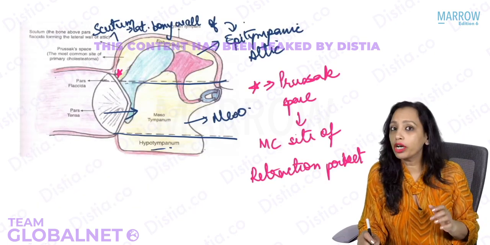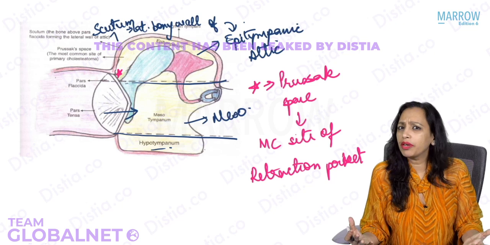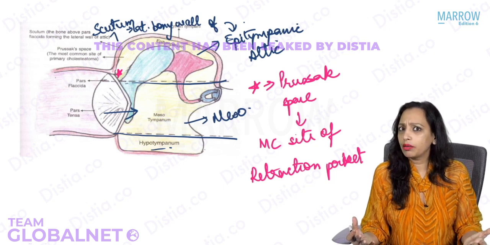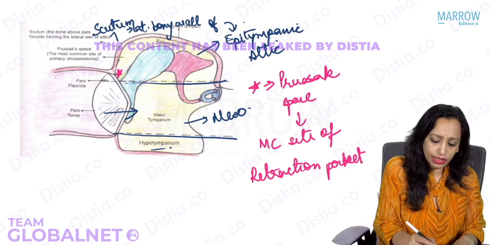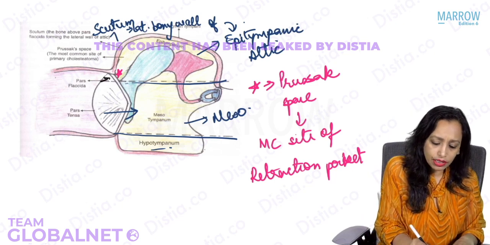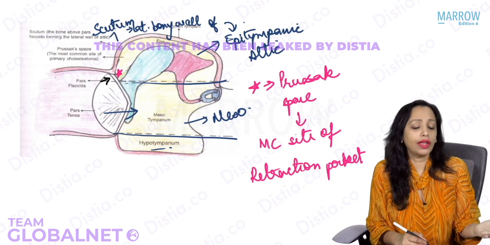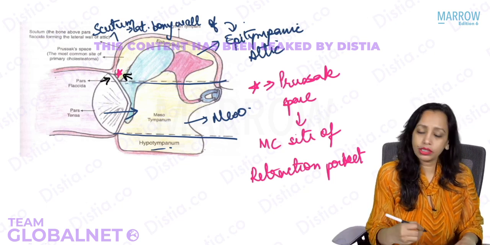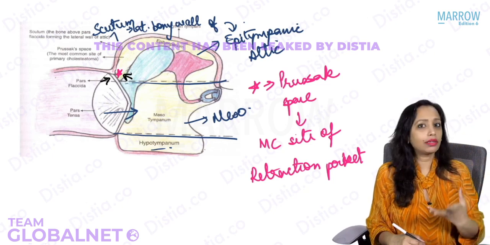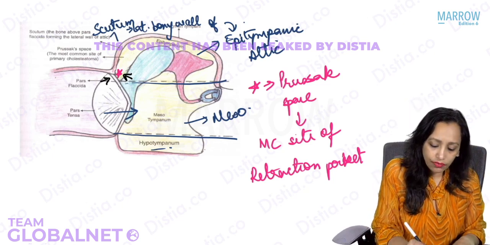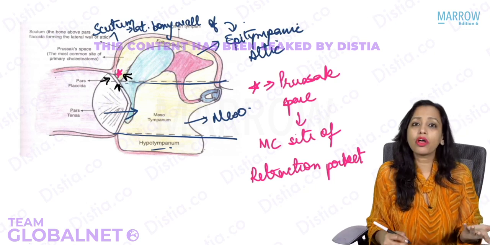So if I ask you the boundaries of the Prussak space, will it be difficult for you to tell me? Think and tell me. I will just tell you lateral, medial, and you tell what you are seeing. So what is the lateral boundary of the Prussak space? Yes, the pars flaccida. The medial boundary is this. What is this? This is the neck of the malleus. We know that the malleus has a head, so it has a neck also. And inferiorly is this. What is this? This is the lateral process of the malleus.